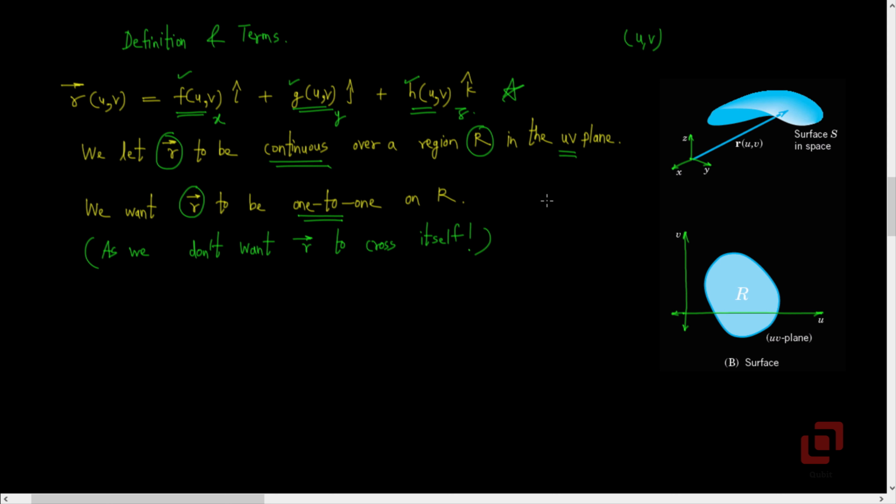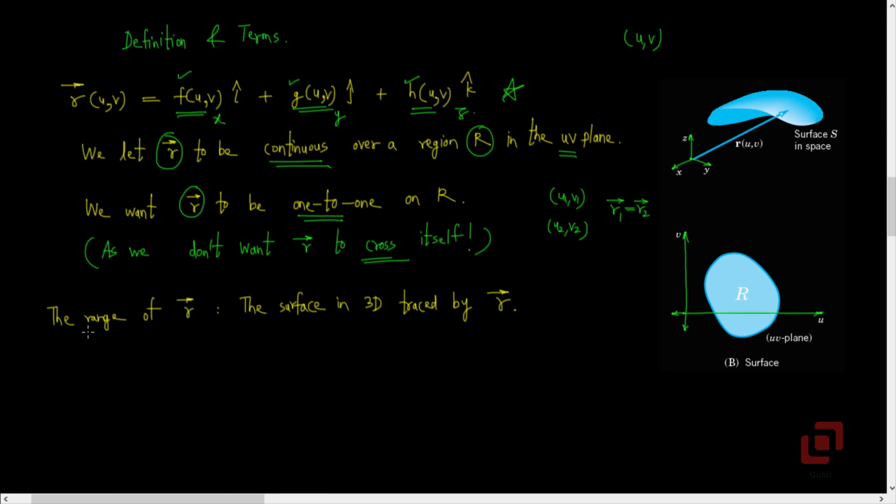In other words, if we consider two different ordered pairs (u1, v1) and (u2, v2) and substitute the values in r bar, and we find that we are getting r1 bar equal to r2 bar, that is an indicator that for two different ordered pairs we are getting the same position vector r bar, which physically means the position vector r bar is crossing itself.